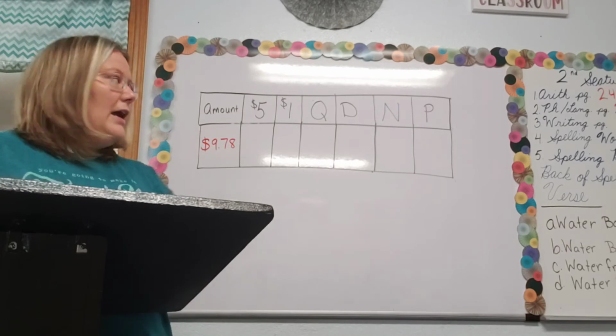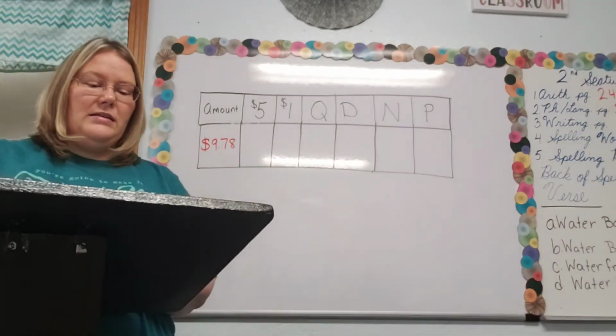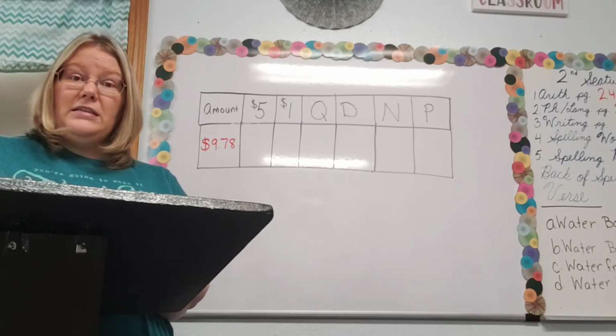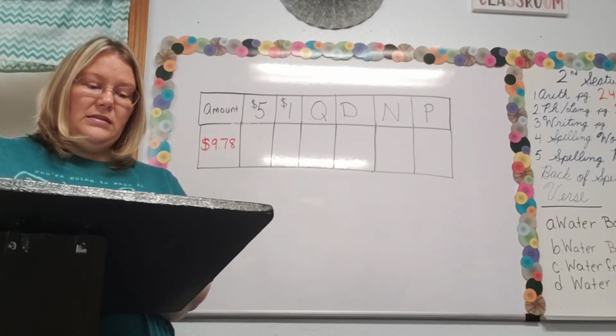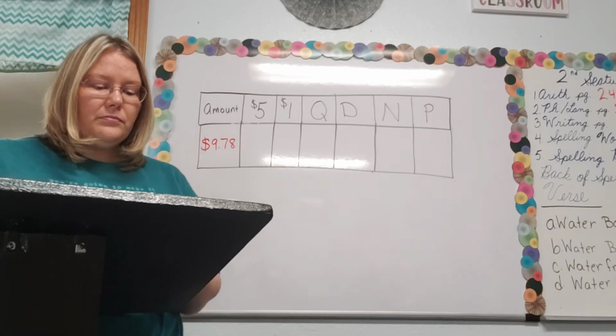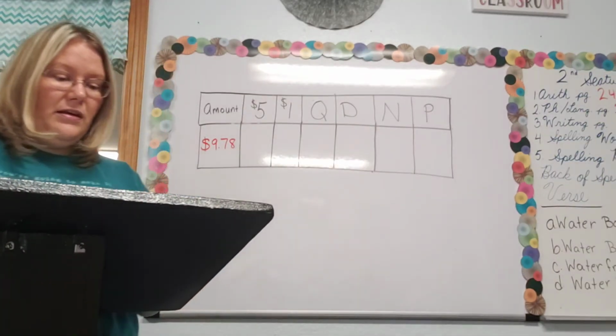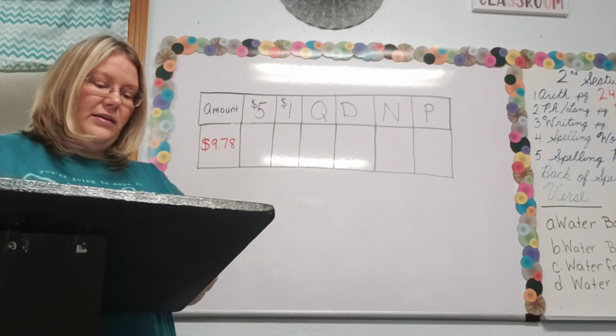All right, we have $9.78. So we're going to figure out the fewest coins and bills it takes to make $9.78 using this chart. So we're going to start, because when we count money, we always start with the biggest amount, the greatest value and amount.